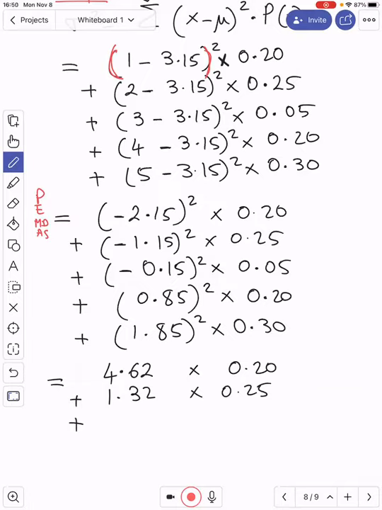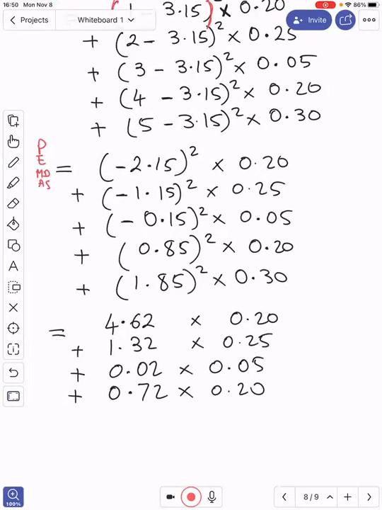So this is 0.15 squared. That'll be equal to 0.02 times 0.05 plus this is 0.85 squared, so that'll be equal to 0.72, I think. My notes are correct. Times 0.20, and finally there's this 1.85, so plus 1.85, of course, squared, that'll be equal to 3.42, I think, times 0.3. All right.